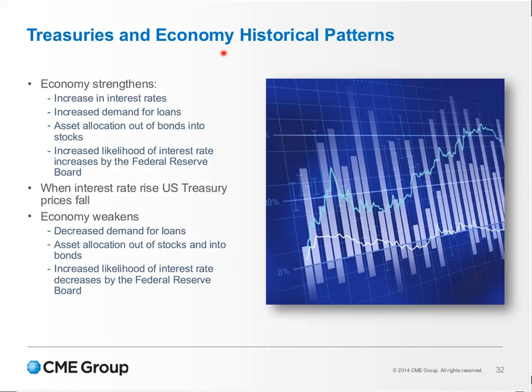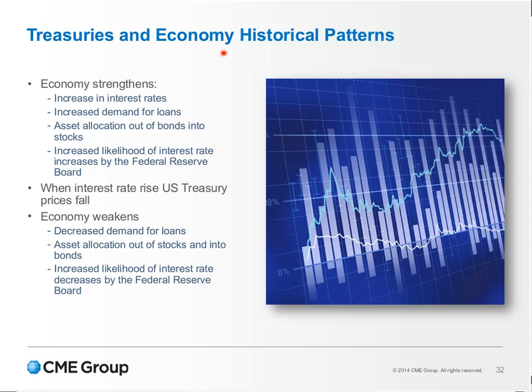So again, let's spend a minute and review some of the drivers that affect Treasury prices. If we see the economy strengthen, we can see increases in interest rates because more people are going to want access to funds to invest and to expand. So we're going to see increases in demand for loans. We could also see an asset allocation out of bonds and into stocks as they perform. As we see an allocation out of bonds, people will sell bonds, causing bond prices to fall and yields to rise. And as the economy grows and we get inflationary pressures, we could see an increased likelihood of interest rate increases by the Federal Reserve.